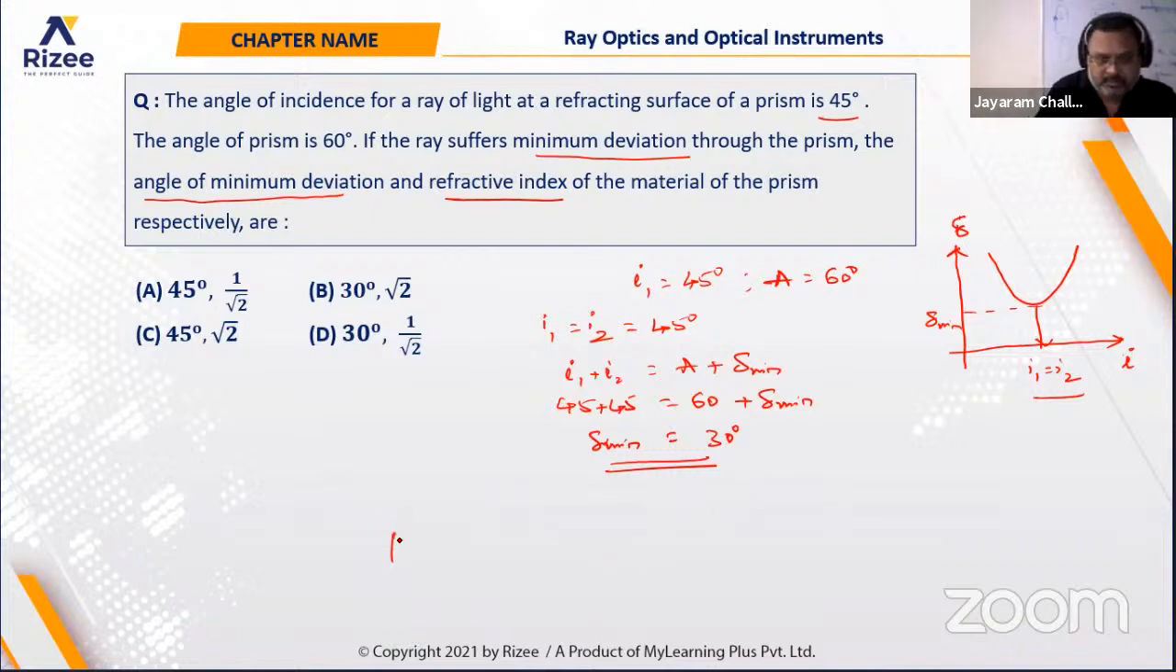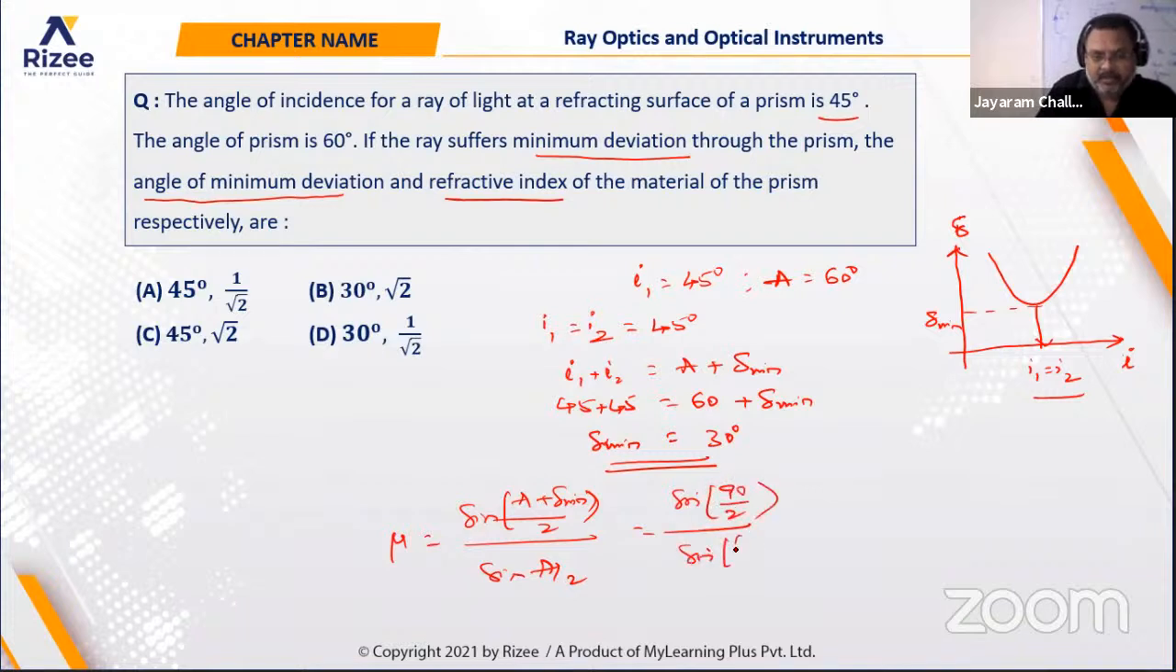Refractive index, substitute in the refractive index formula, which is sine of (angle of the prism plus minimum deviation) by 2 by sine of A by 2. In that case, it will be the sine of 90 by 2, which will be 45, by sine of 60 by 2, that is equal to 30. Sine 45 is 1 by root 2, sine 30 is 1 by 2. That means you should be getting the refractive index as root 2.